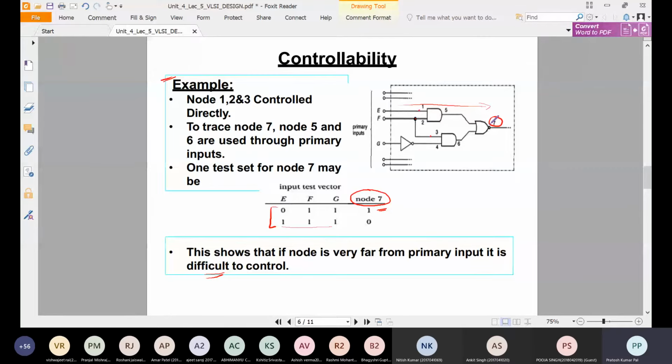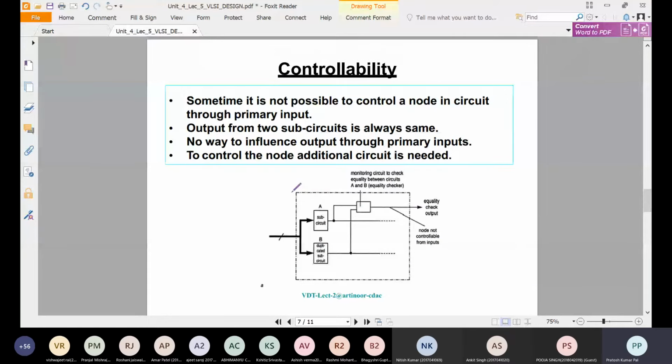So here another circuit is there. Sometimes it is not possible to control a node in the circuit through the primary input. There may be a condition where we will not be able to control a particular node voltage with respect to the primary inputs. This is circuit 1, this is circuit 2, and each has a particular output, and it goes through another block called an equality checker. This equality checker will check whether these two circuits are having the same value or not.